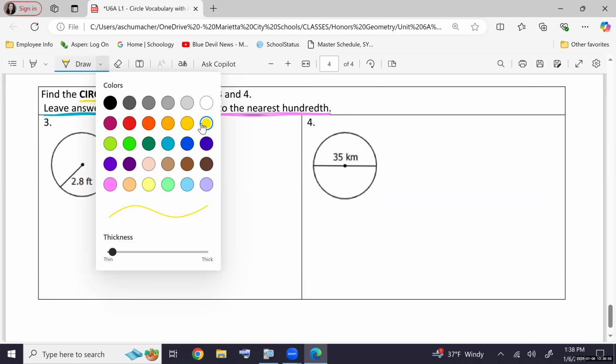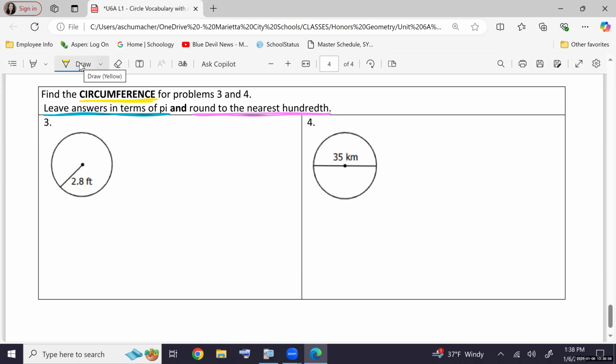Now with circumference, there are 2 equations depending on what information you have from your circle. For number 3, we go from the edge to the center, and this distance is our radius. So our radius is 2.8. With circumference, if you look up at the top, you've got 2 equations. You can do circumference is pi times d, or circumference is 2 pi r. If we have the radius, it is better to use that second equation, circumference equals 2 pi r. We're going to substitute in what we know. Circumference is 2 pi times 2.8.